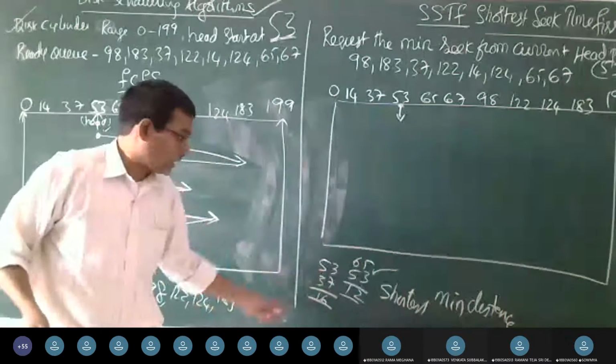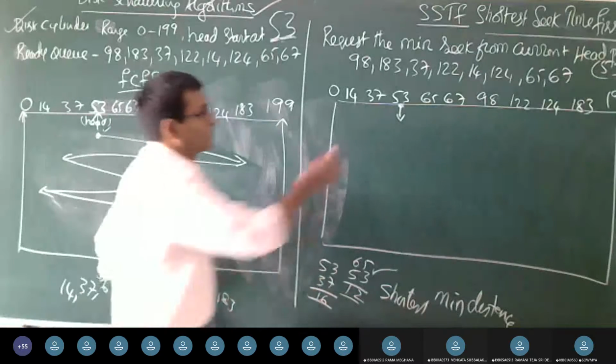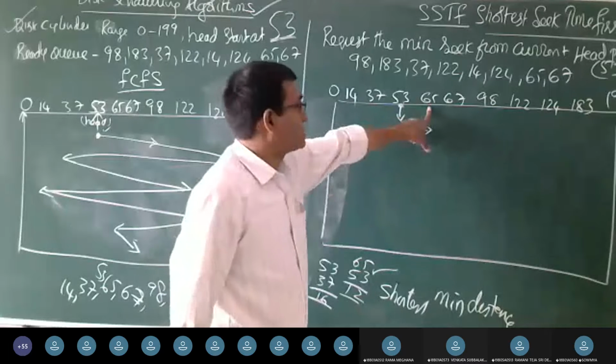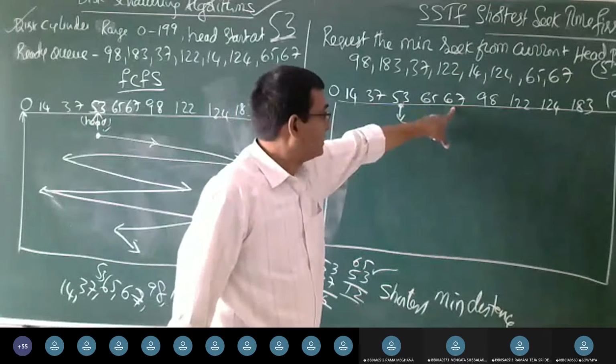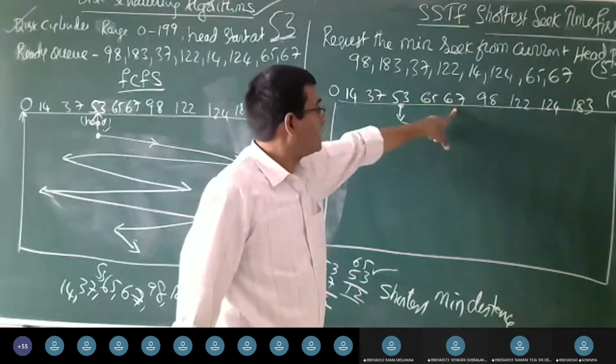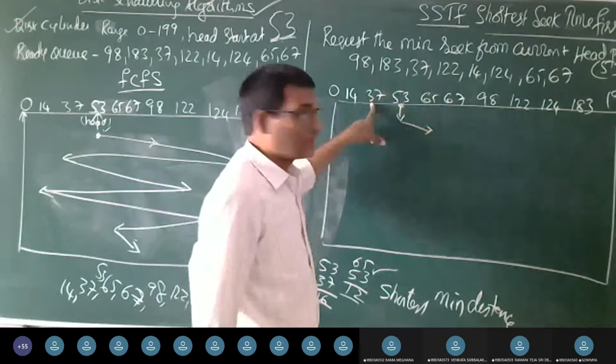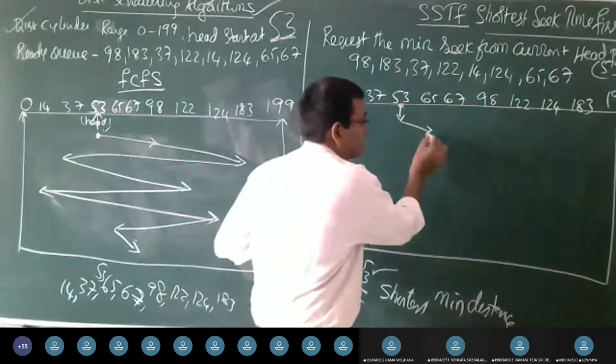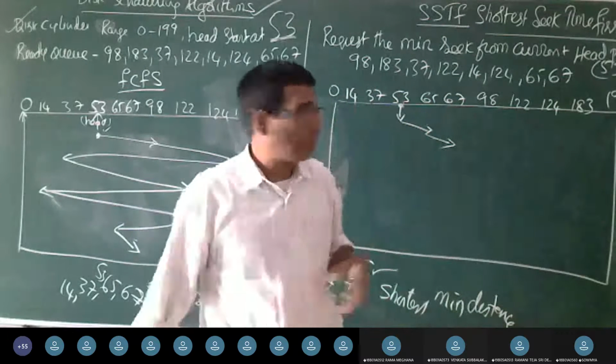The minimum distance from the current item was this 65. So it goes up to here, right? Again, from 65, what is shortest? Whether it is 67 or whether it is 37. Obviously, 67 is going to be only 2 items, so it goes to 67.